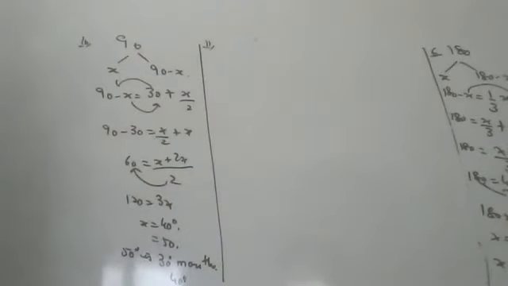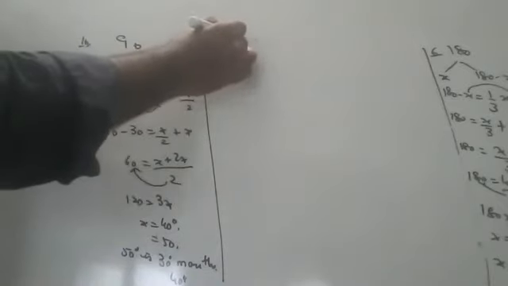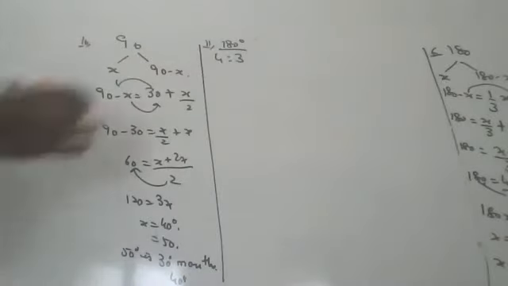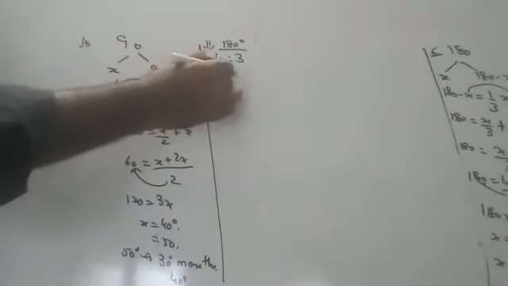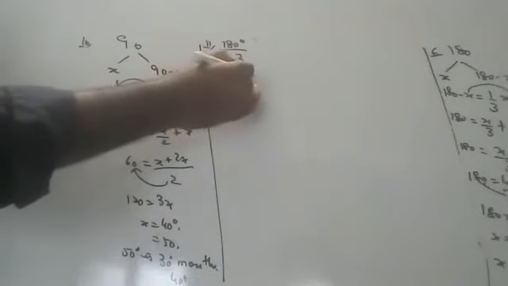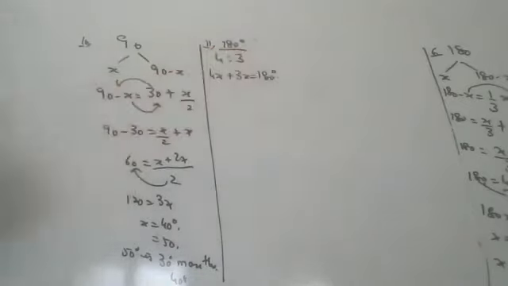Okay, 11th sum, children. Two supplementary angles are in the ratio of 4 is to 3. Anyone wants to say, children? Sir, can I say? Yeah. 4x plus 3x equal to 180 degrees.